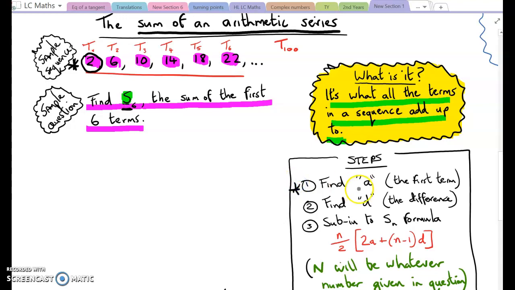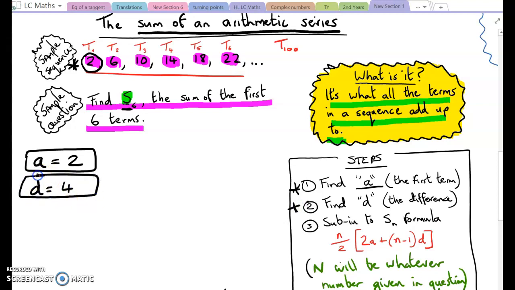Step 1, we find what a is, the first term. Easy. The first term is 2. Step 2, find what d is, the difference. Well, the difference is 4. It's going up 4 each time, positive 4. Step 3, sub it into the Sn formula. Now this is given in the logbook.